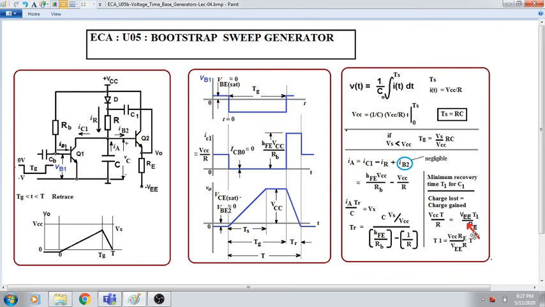Okay, when we equate these two, what do we get for T1? So T1 will be equal to VCC into RE divided by VEE R, multiplied by T. So all these parameters are known to us. So there is a very clear way in which we can obtain the value of T1. Okay, so please remember these points.